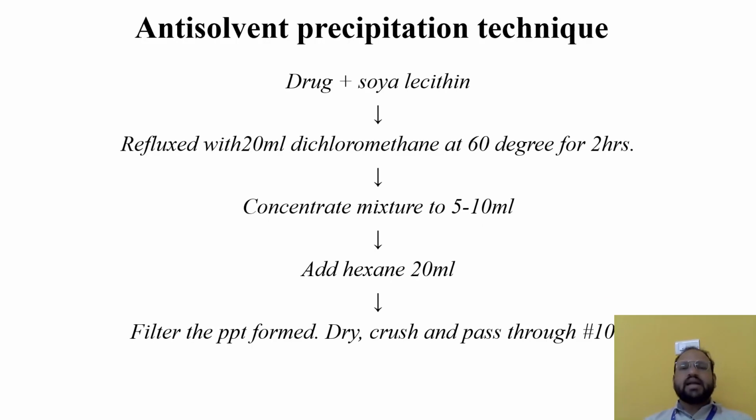So the next method is the anti-solvent precipitation technique, where drug plus soya lecithin is used. Reflux with 20 ml of dichloromethane at 60 degrees for 2 hours. Then concentrate the mixture to 5 to 10 ml. To that 5 to 10 ml, add hexane 20 ml. So filter the precipitate found, dry, crush and pass through mesh size 100.